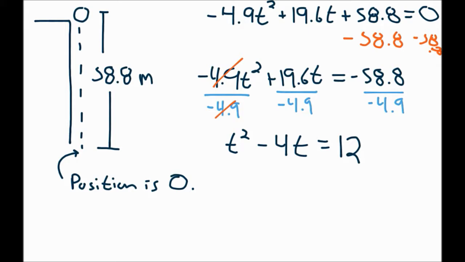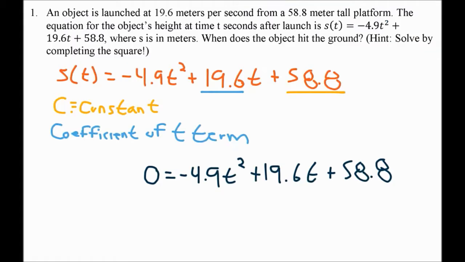Now, look at this expression. This expression looks very nice at this point. It looks exactly like all the other completing the square problems that we've seen up to this point. So we started with an expression with s of t is equal to negative 4.9 t squared, and so on. That looks pretty complicated because it has decimals.